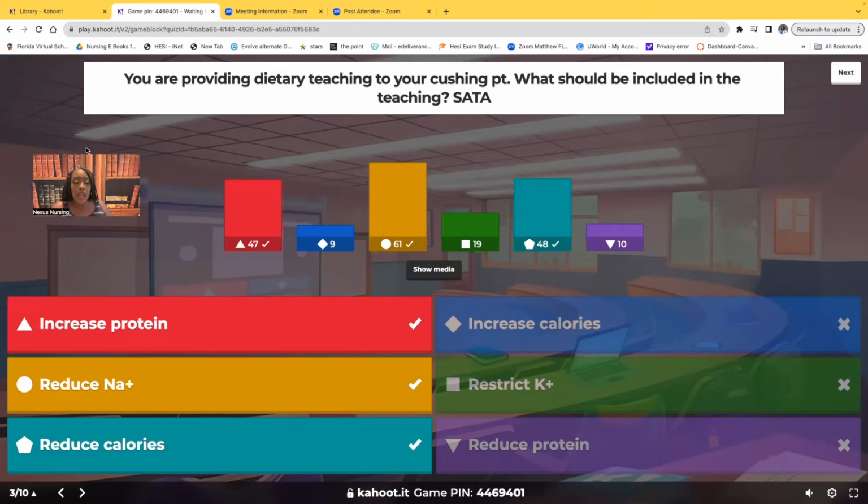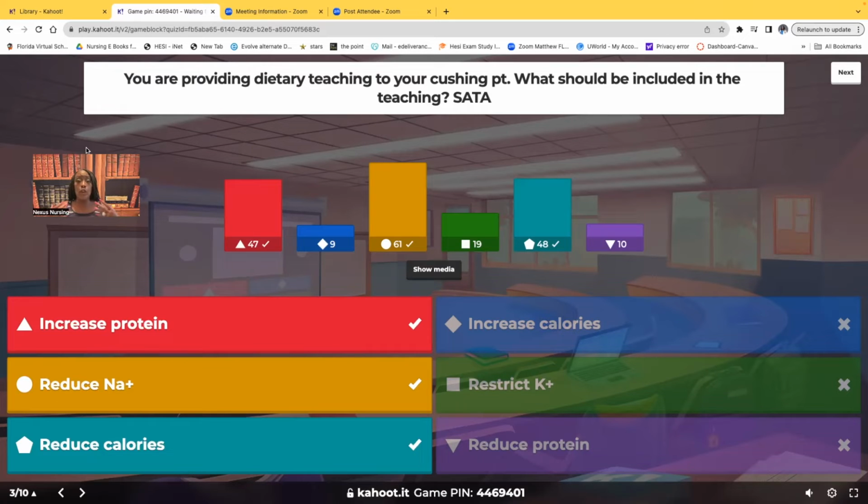Absolutely. What about reduced sodium? Yes. Remember in Cushing's, they've got too much salt, too much sex, too much sugar. Salt is a sodium. They've got too much of it already. All of that sodium that's being retained is causing the fluid to be retained, which is causing hypertension and other issues. So yeah, reduce sodium, absolutely. And last, reduce calories. Remember that patient's heavy.